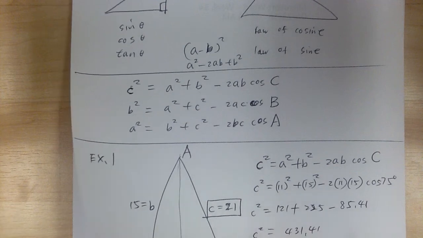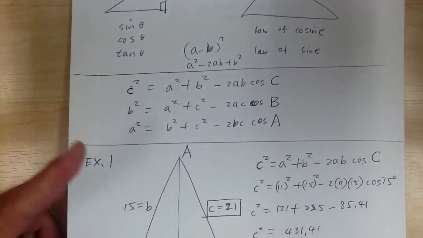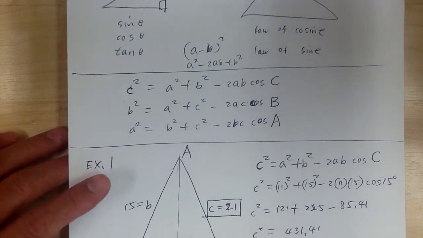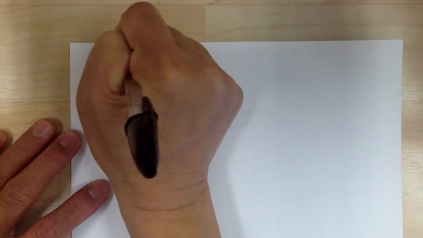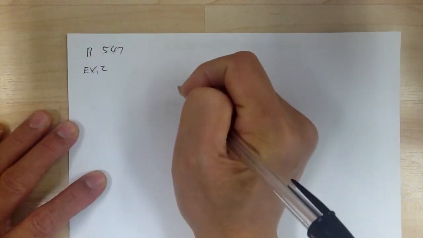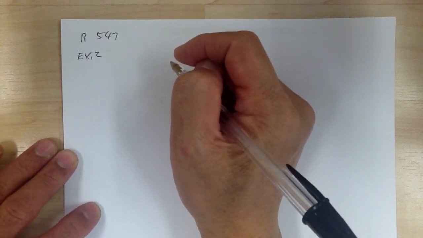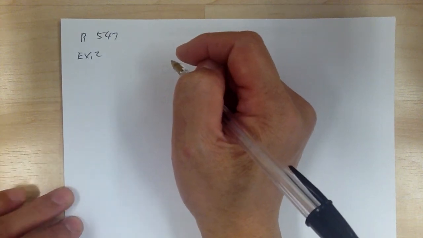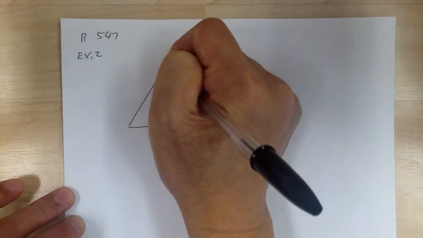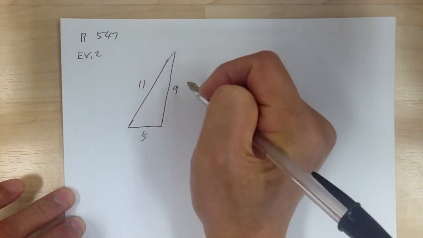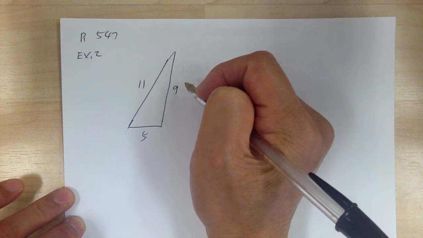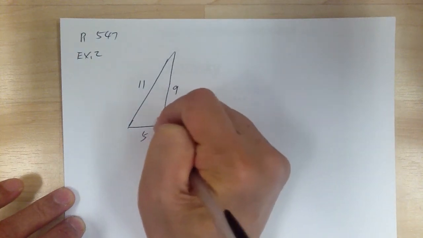Okay, so let's go to example 2. Okay, example 2, it says a triangular course for a 25 kilometer boat race has side lengths of 5, 9, and 11. And they give you the picture down there, right? So 5, 9, and 11. Find the largest angle of the course to the nearest tenth of a degree. So you're looking for this angle over here.